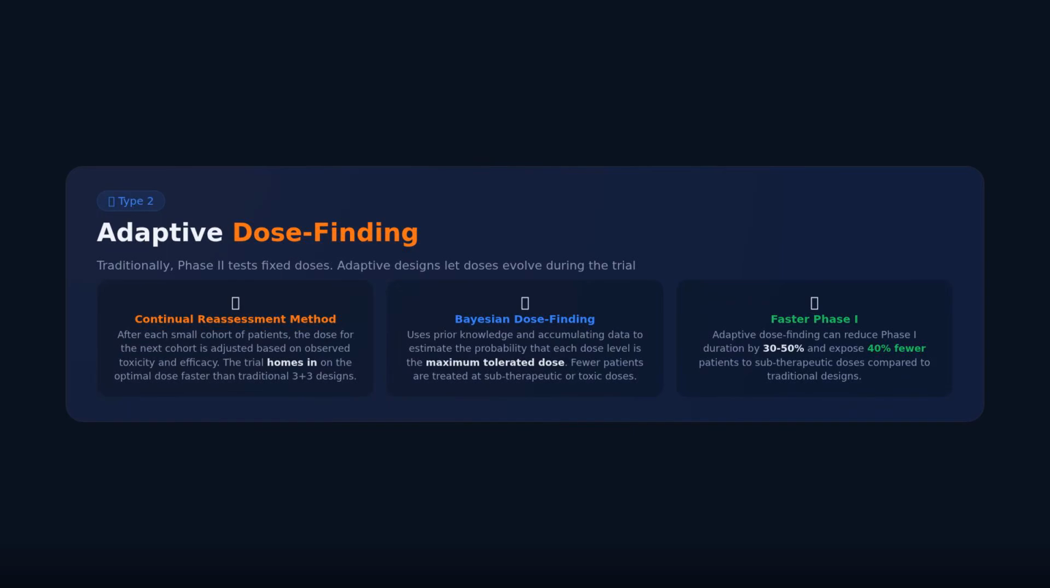Adaptive dose finding adjusts doses during the trial. The continual reassessment method adjusts the dose for each new cohort based on observed toxicity. Bayesian dose finding uses prior knowledge to estimate the optimal dose. Adaptive dose finding can reduce phase 1 duration by 30 to 50% and expose 40% fewer patients to subtherapeutic doses.